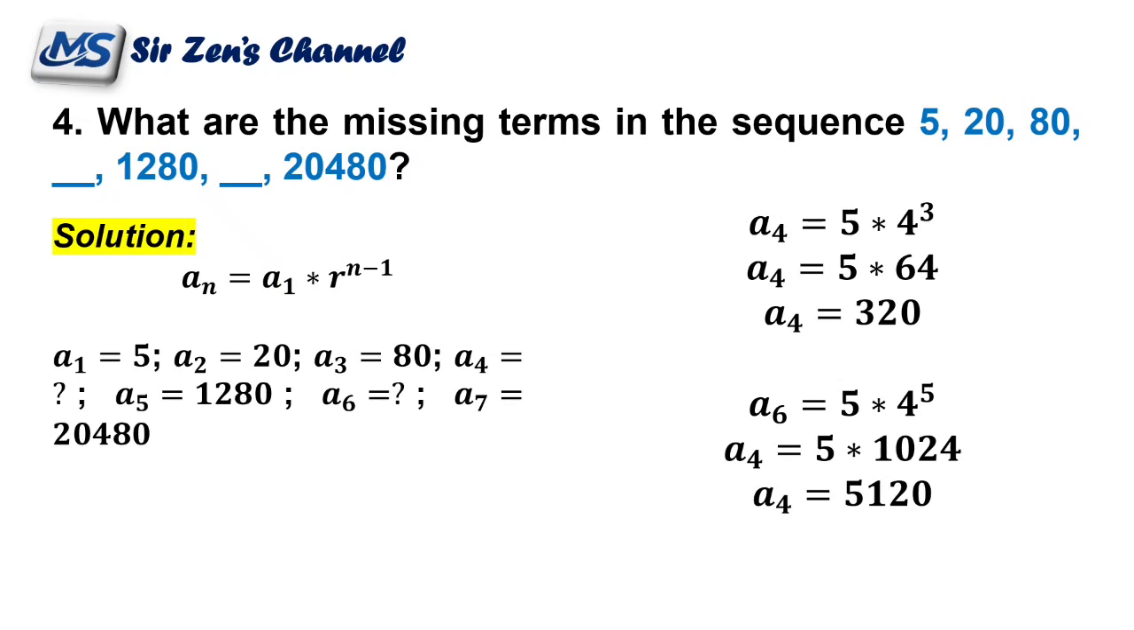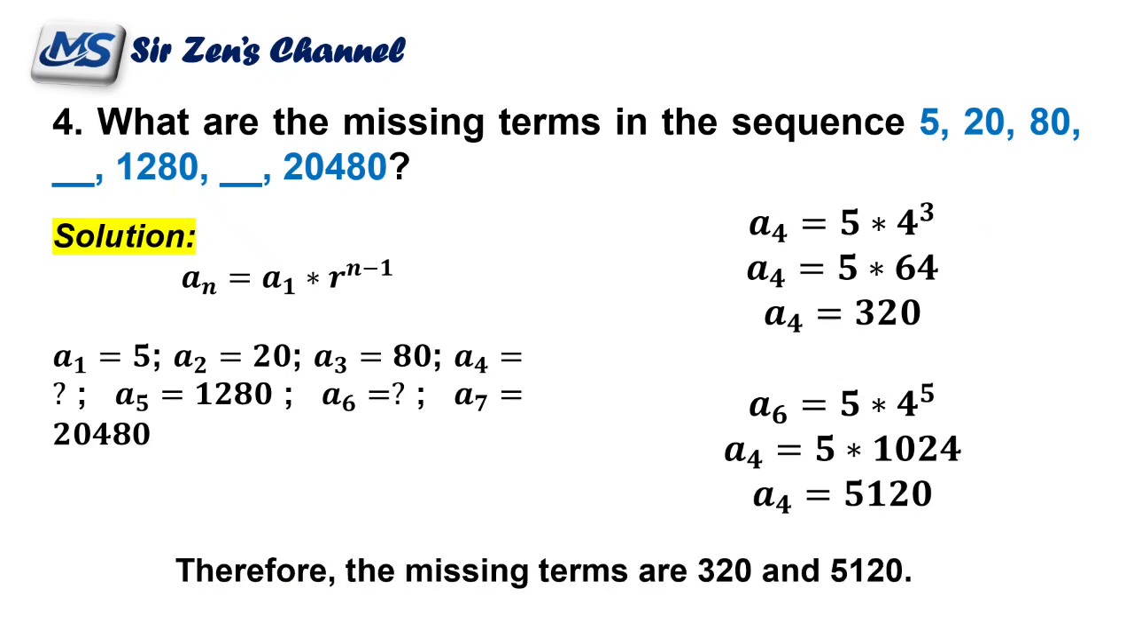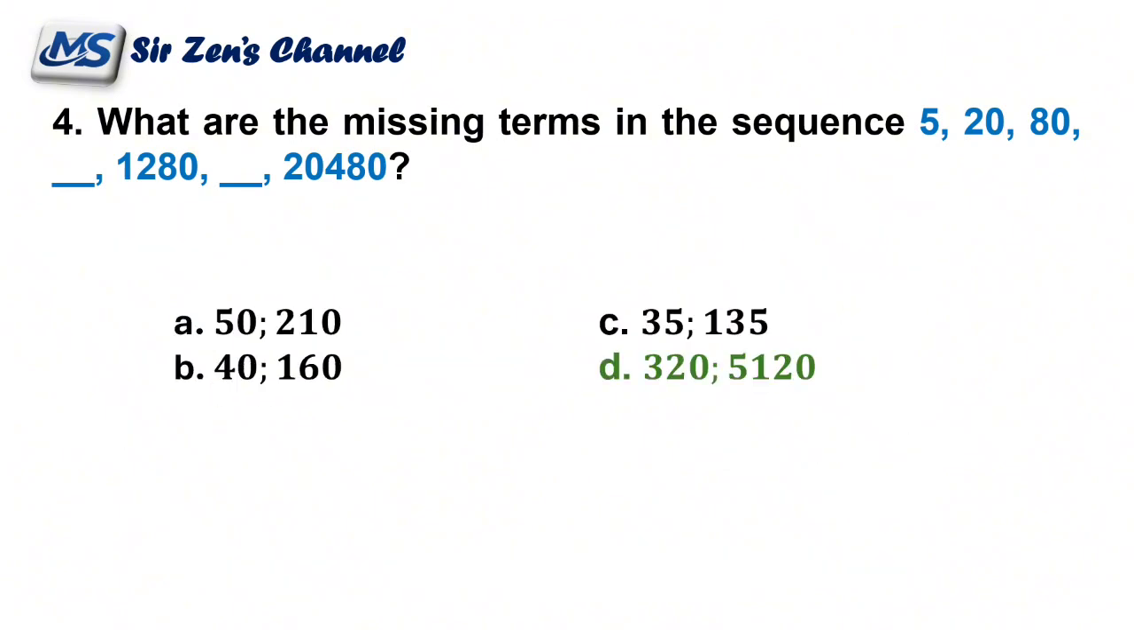So we get the same result when using the formula of a geometric sequence and the shortcut that I did earlier. Therefore, the missing terms are 320 and 5120. So our answer is letter D, that is 320 and 5120. And that's all. Thank you for listening.